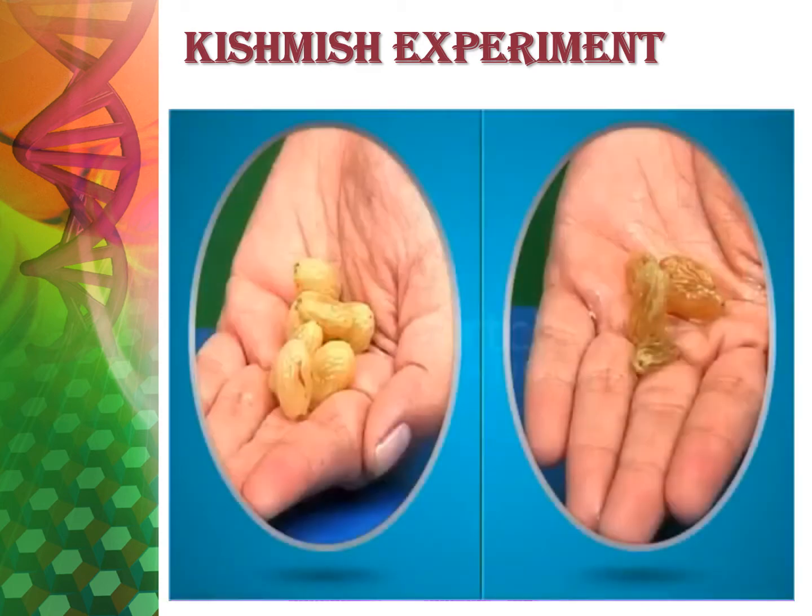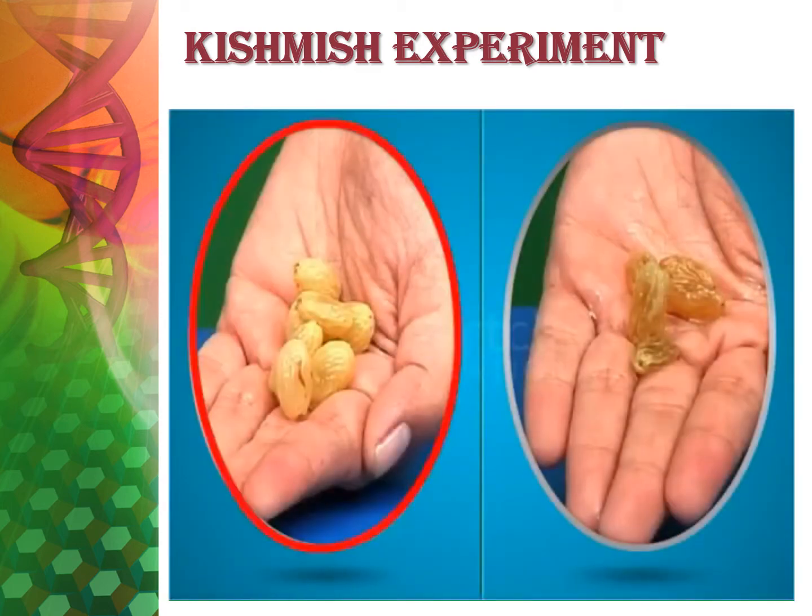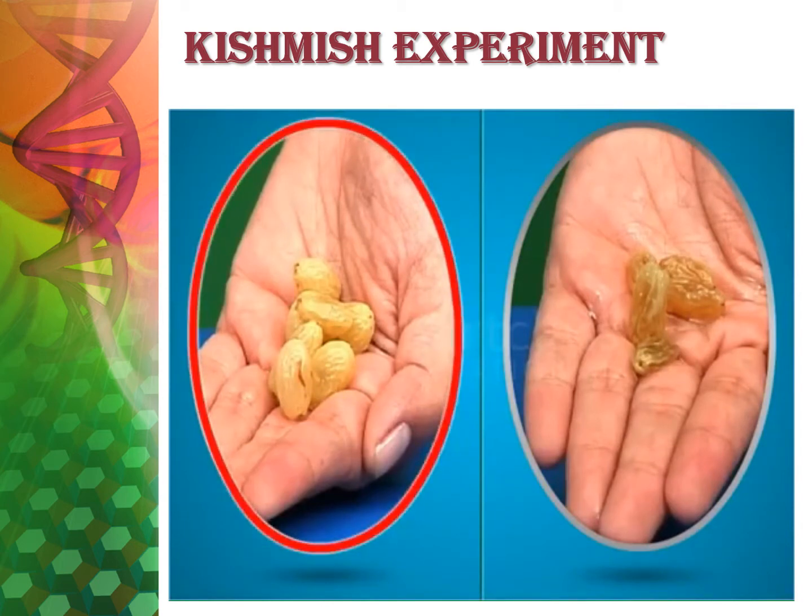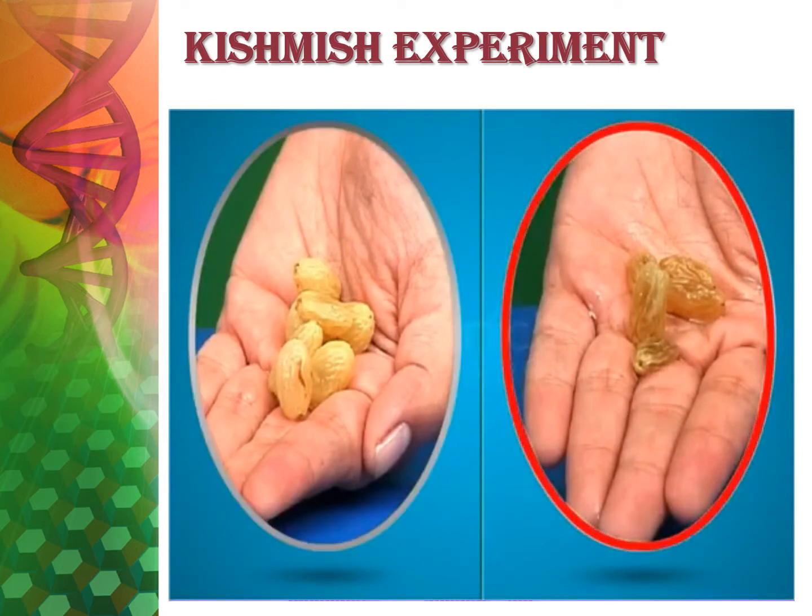From these activities, you can conclude that when raisins are kept in water, endosmosis occurs, due to which water enters the raisins and causes them to swell. However, when raisins are kept in concentrated sugar solution, exosmosis occurs, due to which the raisins shrink and become flaccid.